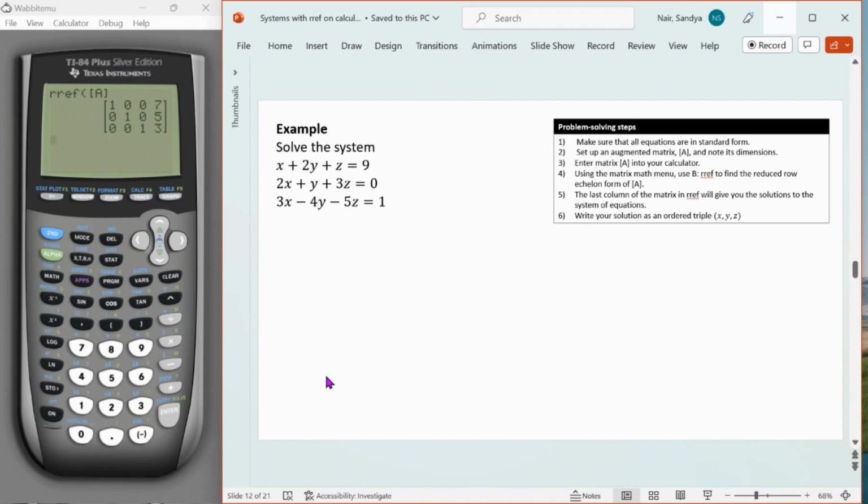Okay, so let's go ahead and solve this system using now this new function on our calculator. So remember, I'm going to enter my coefficients of 1. So I'm just going to go ahead and add those in. And let's set up the augmented matrix. So row 1 is going to be 1, 2, 1, and then 9. And then we have 2, 1, 3, 0, 3, -4, -5, and 1. Okay, so that's my augmented matrix.